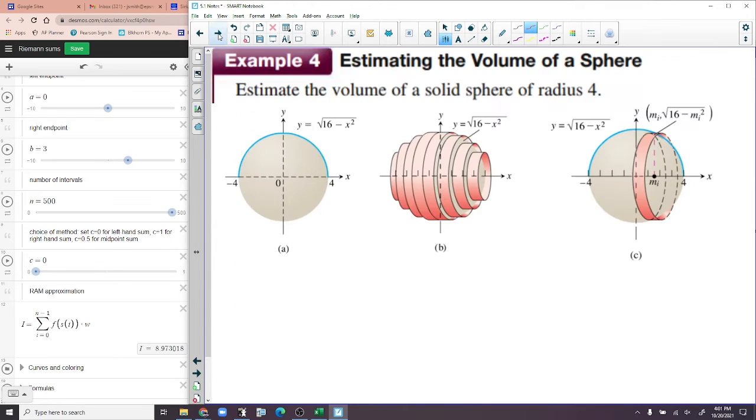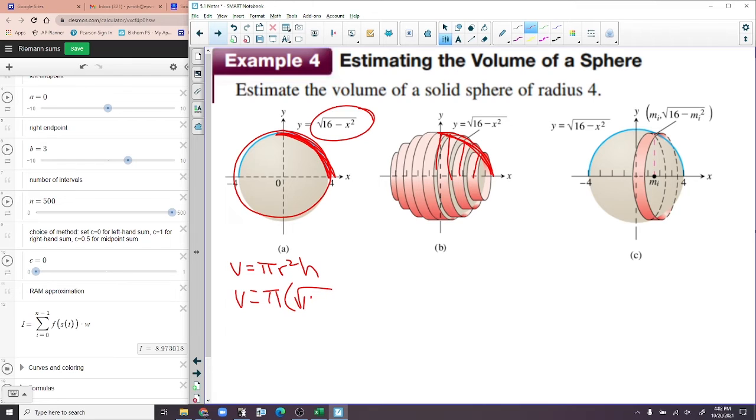I did that already. Estimate the volume of the sphere of radius 4. Well, we're going to estimate the sphere, but notice that we have this circle, and we're going to use cylinders to estimate this volume. The radius of each of the cylinders is following that circle. Now, the volume of a cylinder is pi r squared h, and all the radii are following this curve. So that means that square root of 16 minus x squared, there's the radius.